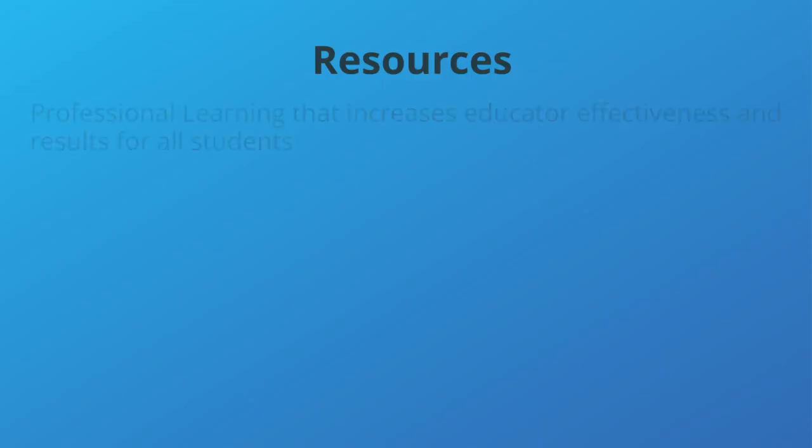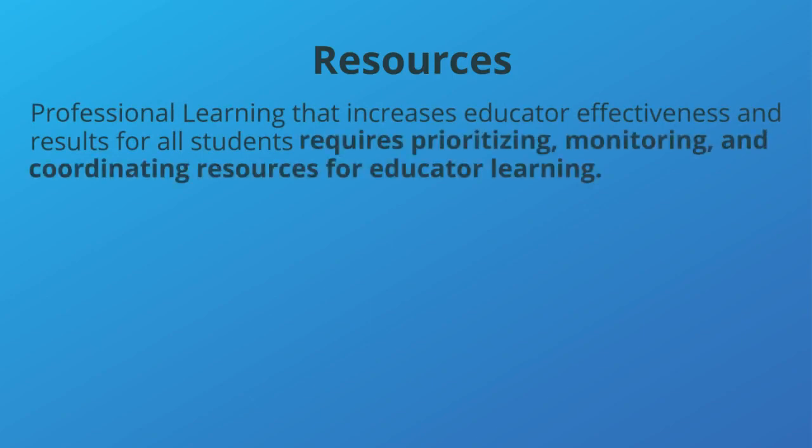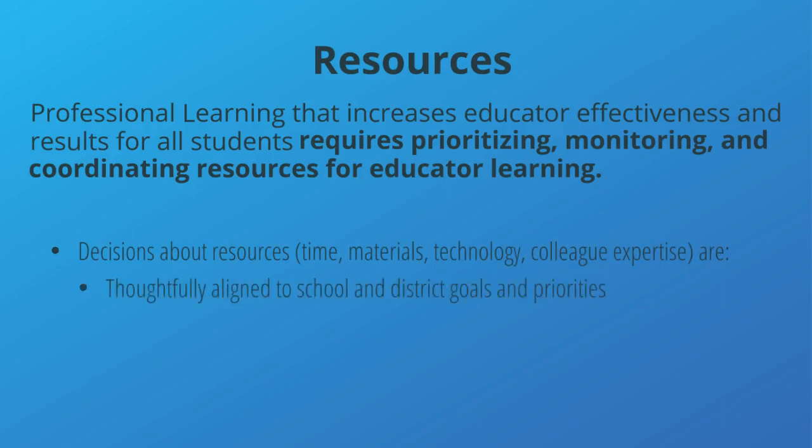Resources. Professional learning that increases educator effectiveness and results for all students requires prioritizing, monitoring, and coordinating resources for educator learning. So, what does that mean? Decisions about resources, which include time, materials, technology where appropriate, and collegial expertise, human resources, are thoughtfully aligned to school and district goals and priorities with an understanding of student and educator learning needs.